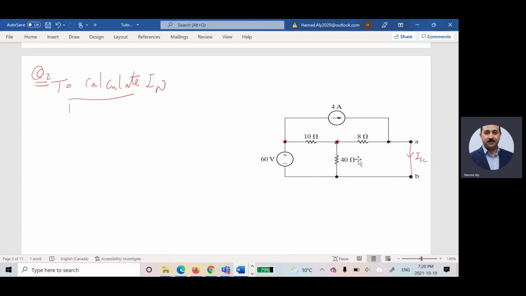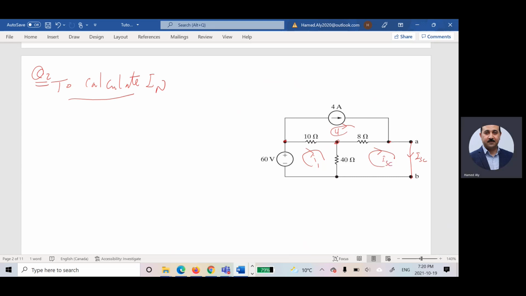So I'm going to assume a current in this mesh. What is this current? It's 4. And I'm going to assume a current in this mesh. What is this? I1, it is unknown. What is this? I2 or I short circuit. Actually, this guy is called I short circuit. So this current is I short circuit.